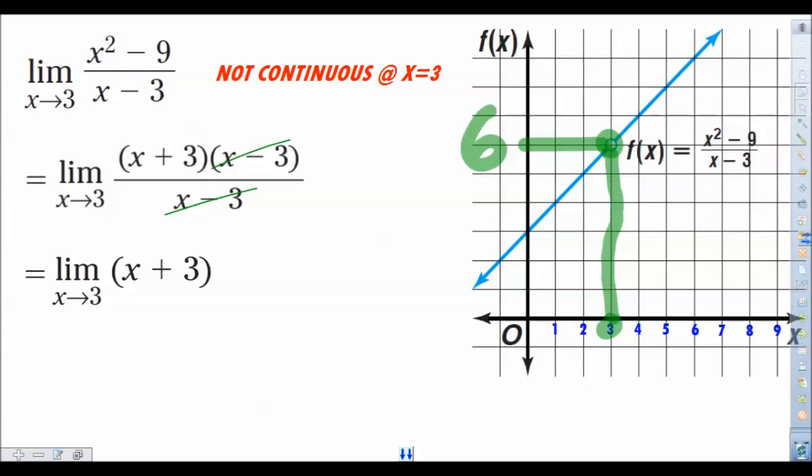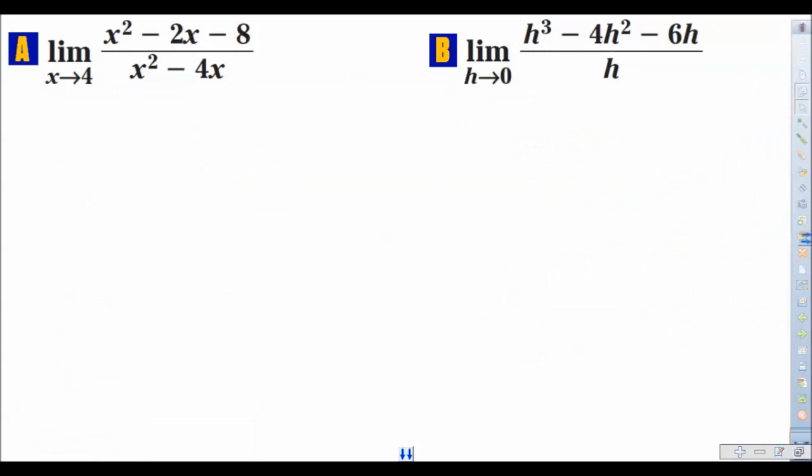Now we can find that limit much the same way that we did in the previous problems by just simply looking at the point of attack of 3 and just plugging that 3 into the function. So now we're just going to take simply 3 plus 3. And that gives us the 6 that we had originally found by just looking at the graph. So further problems get handled in the same manner.